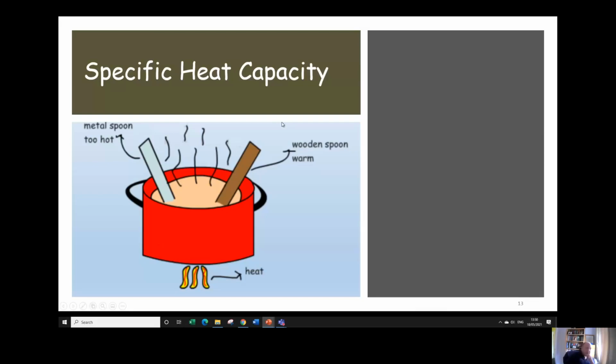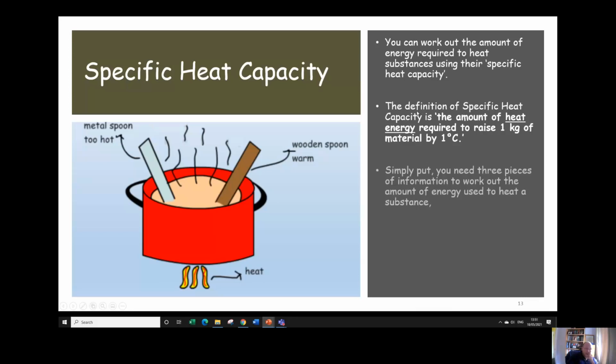So now we're going to talk about specific heat capacity. You can actually work out how much energy it's going to take to heat a substance using their specific heat capacity. And the definition of specific heat capacity is the amount of heat energy required to raise 1 kilogram of a substance, of a material, by 1 degree Celsius, or Kelvin, because they're both the same unit size.